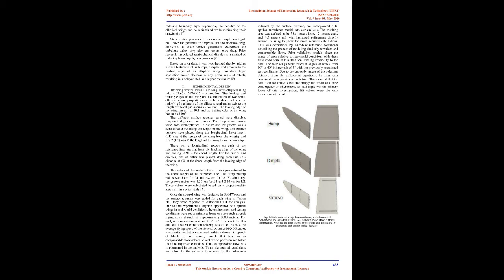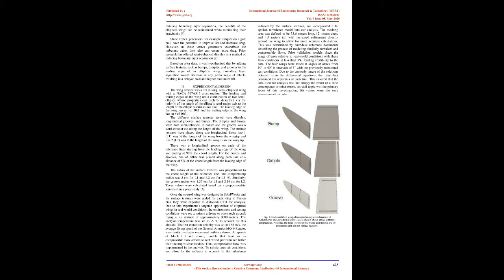2. Experimental design. The wing created was a 9.5 m long, semi-elliptical wing with a NACA 747A315 cross-section. The leading and trailing edges of the wing are a combination of two semi-ellipses whose properties can each be described via the ratio, r, of the length of the ellipse's semi-major axis to the length of the ellipse's semi-minor axis. The leading edge of the wing has an r of 10:1 and the trailing edge of the wing has an r of 10:3.